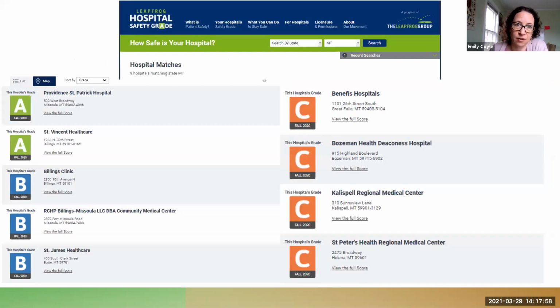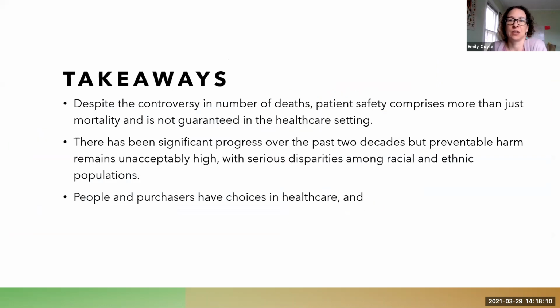Here's a snapshot of our own grades here in Montana. You can see that our grades range from A to C, and I will let you all take a look at that in your own time. But I really want to just conclude with a few key takeaways.